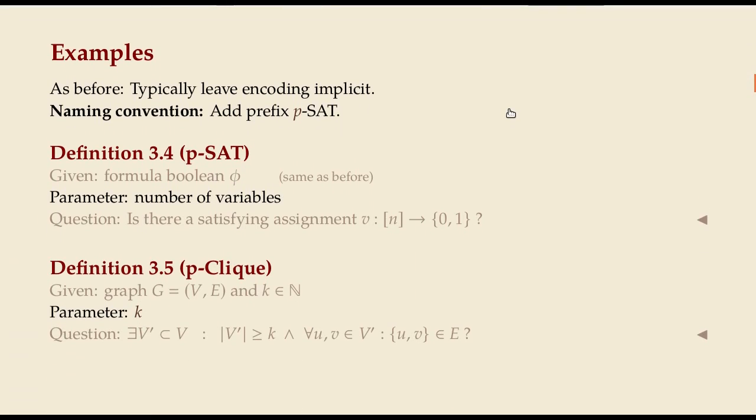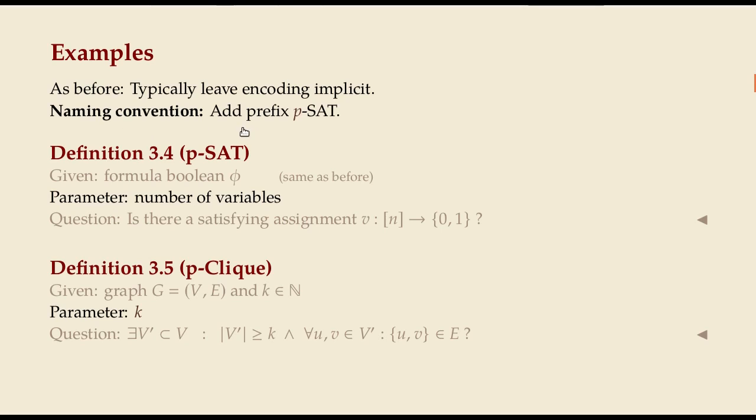Let's look at a few examples of parameterized problems before we go on. We will usually not give sigma explicitly, but as we did for ordinary decision problems, we will just state what's given in the problem and what's the question that the decision problem asks us to answer. Now we have a new thing, which is that the parameter also has to be specified.